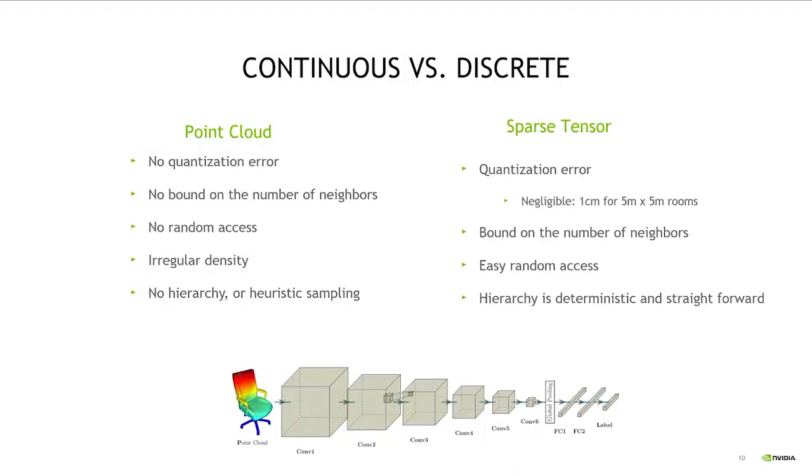On the other hand, a sparse tensor incurs quantization error, but as we can represent high-resolution 3D scans efficiently, usually the quantization error is negligible. Also, there's a bound on the number of neighbors, and random access is possible using a data structure like a hash table. Lastly, the hierarchy is deterministic and straightforward. This hierarchy is one of the crucial components that made the ConvNet so successful in image perception.